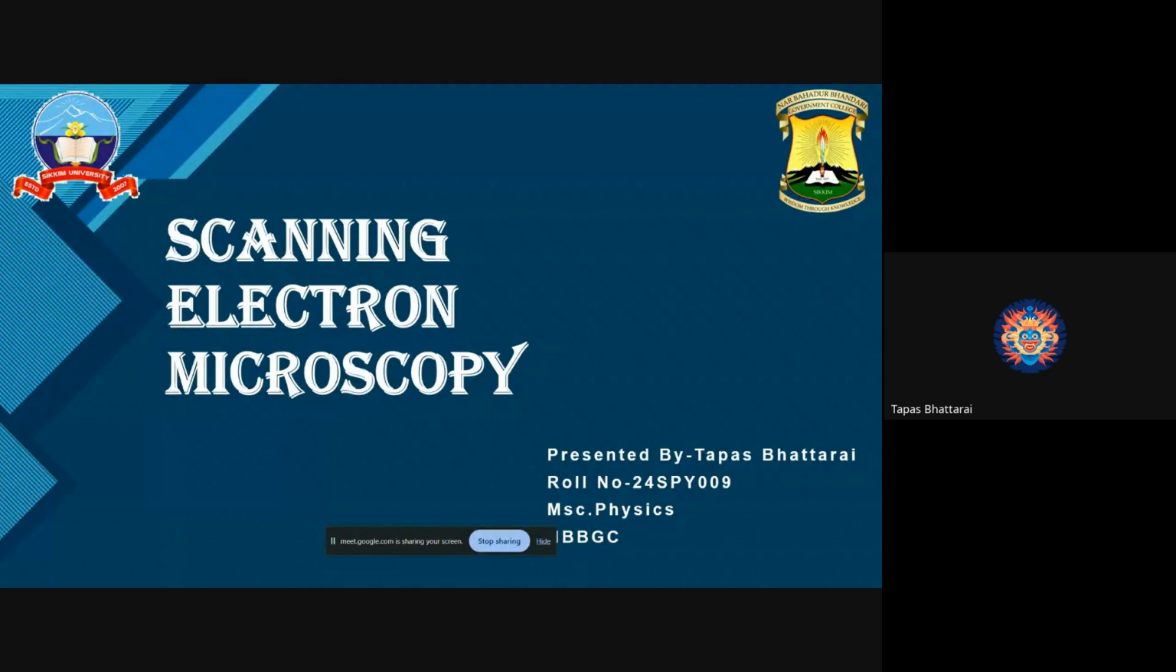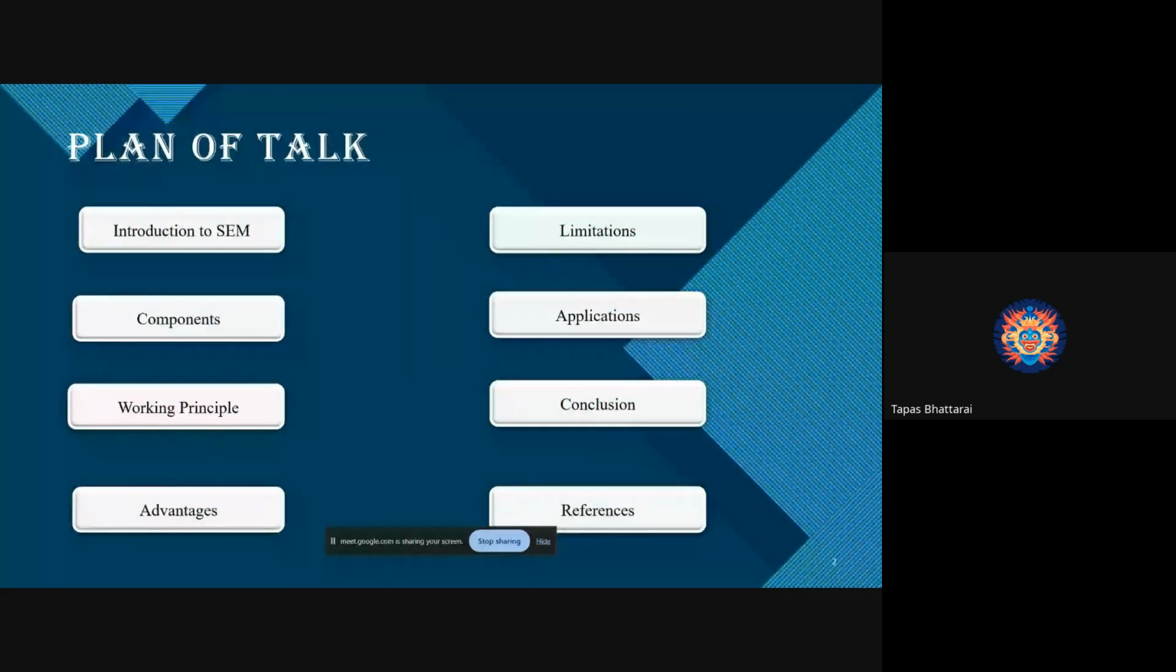The plan of my talk would be, firstly, I will begin with a brief introduction to scanning electron microscopy, what it is and why it's important. And we'll move on to discuss its main components, explaining the role of each part, and further we'll discuss the principle and working mechanisms of SEM, that is scanning electron microscope. And after that, we will see the advantages and limitations of this technique. And finally, I will cover some applications. And lastly, I will show how AI is now being used to improve SEM imaging.